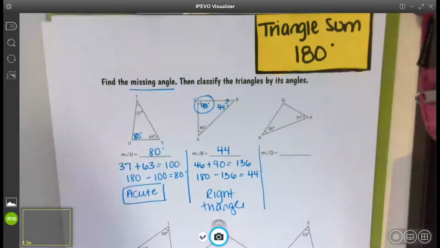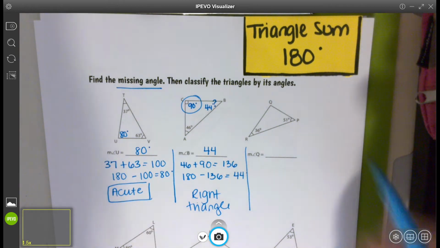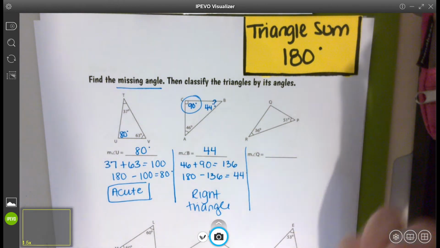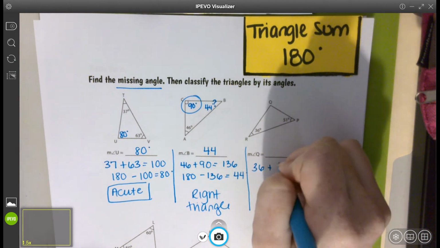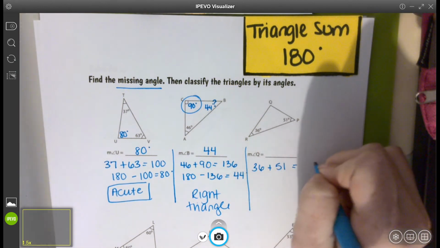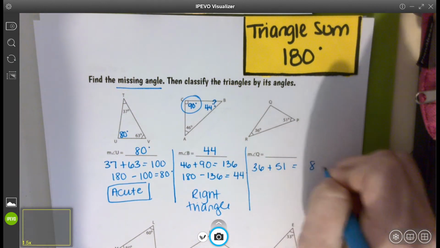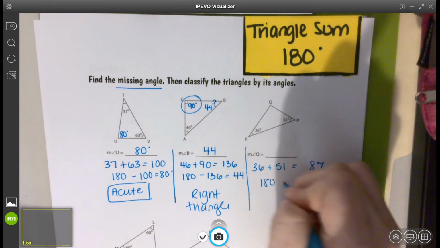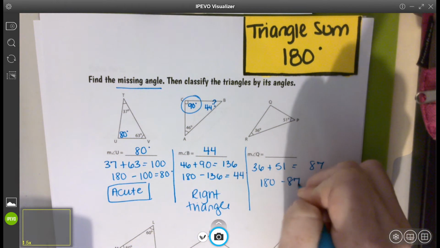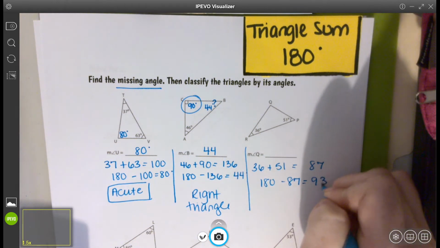Right, and now we're going to look at the last example. So here we have 36 degrees and 51 degrees. Again, add them together. So we should have 87 when we add them together. The next step is we're going to subtract from 180. And when I do, I get 93.